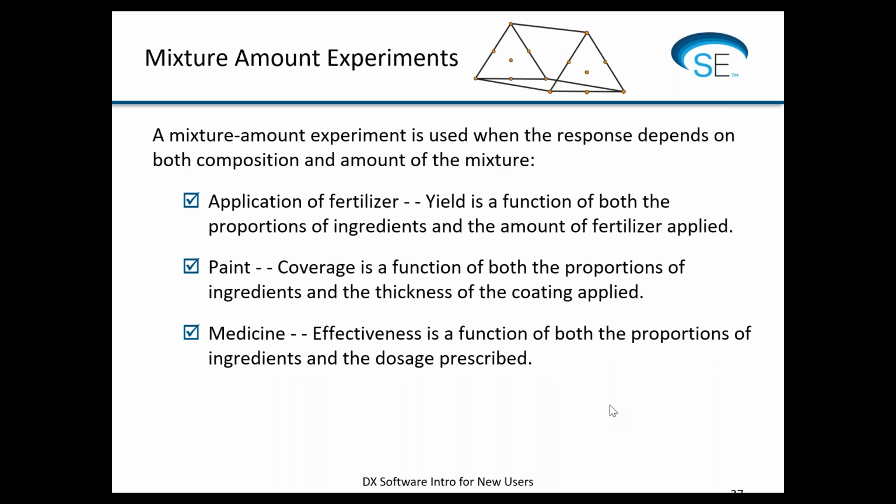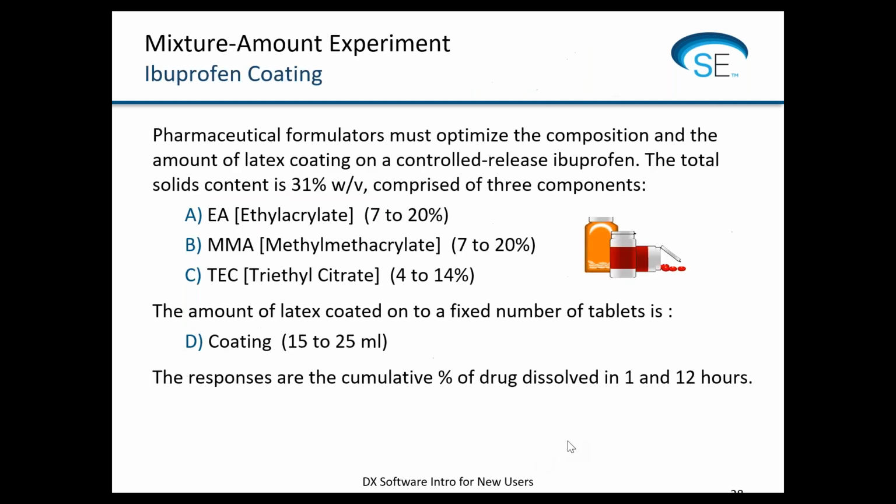So we're going to do a mixture amount experiment. Okay, well, what is that? Like fertilizer, the impact of fertilizer might not only be impacted by the composition of the fertilizer, but how much you use, right? And the third one, medicine. Maybe after this webinar, you'll have a headache and you want an Excedrin. So it will not only depend on the composition of the Excedrin, the amount of aspirin, acetaminophen, and caffeine that's in the tablet, but whether you take 1 or 2 tablets. Okay, so mixture plus amount.